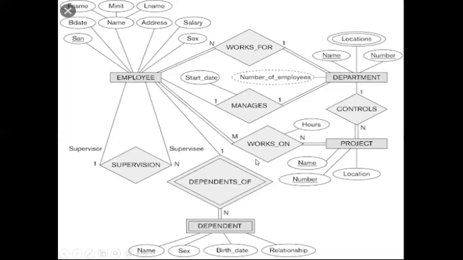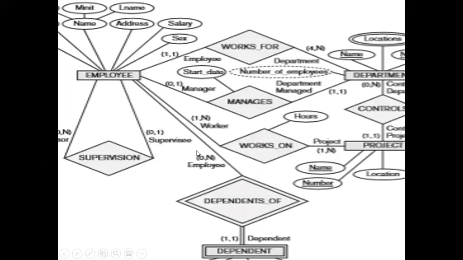This is the ER diagram which we have constructed. Now we can replace cardinality and participation constraints with the min-max method as shown here.